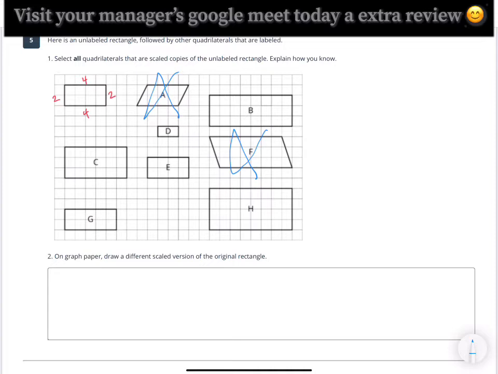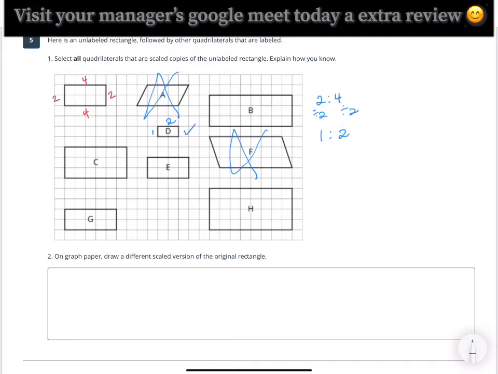okay? So I want to look for a rectangle or a quadrilateral that satisfies this ratio, 4:2. Okay? So this is 1, this is 2. If I simplify this ratio to the original rectangle, I should get 1:2, so D checks off.